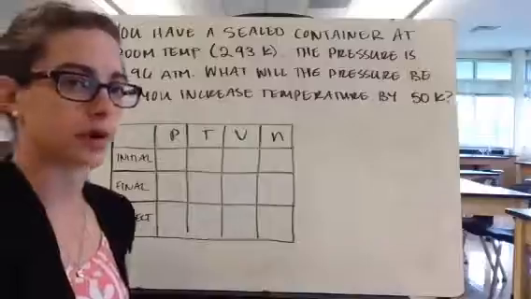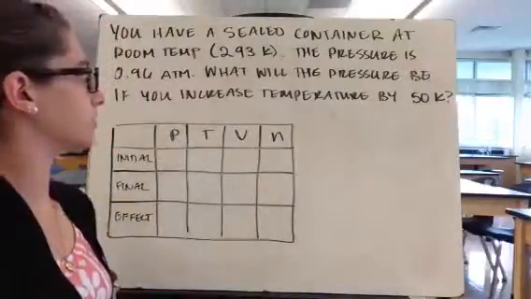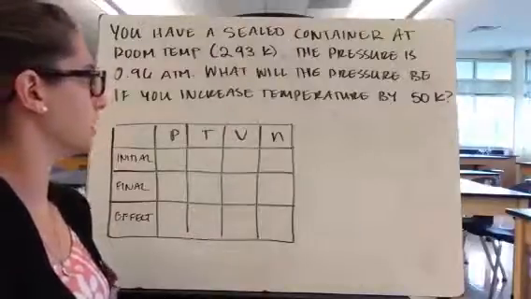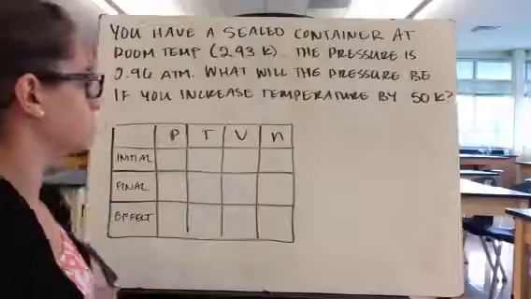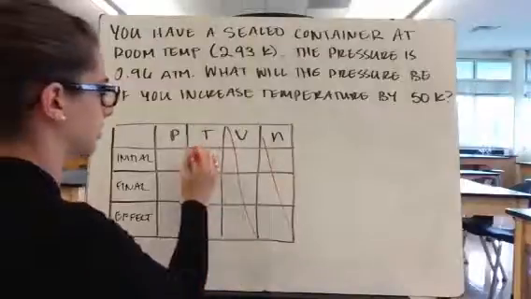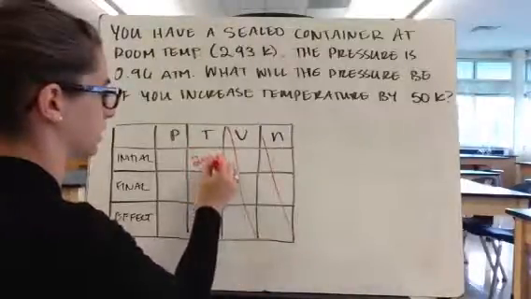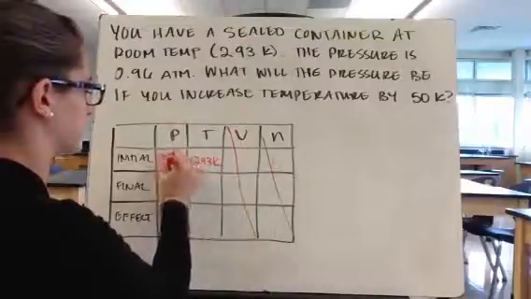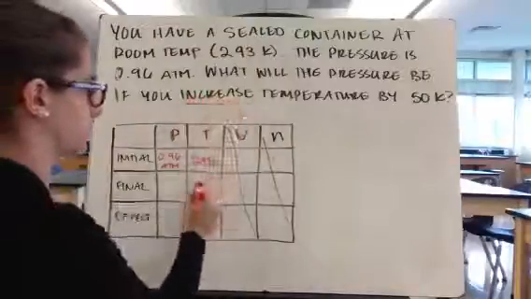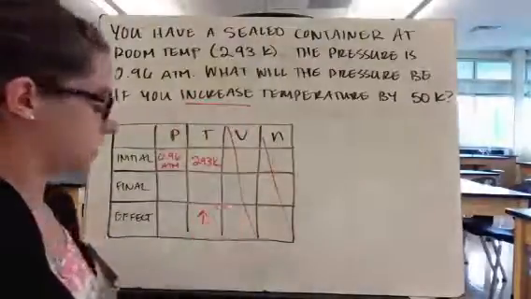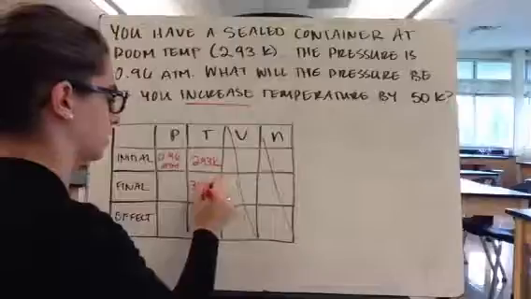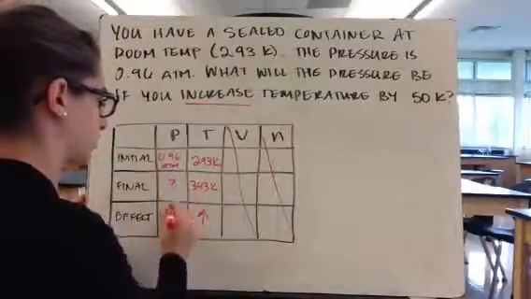Okay, let's look at our first example problem. You have a sealed container at room temperature, 293 Kelvin. The pressure is 0.96 atmospheres. What will the pressure be if you increase the temperature by 50 Kelvin? So we put in our information, so volume and our number of particles are constant. Our initial temperature is 293 Kelvin. Our initial pressure is 0.96 atmospheres. If we were increasing the temperature by 50, so if I do 293 plus 50, I get 343 Kelvin. And I want to know what my pressure is.